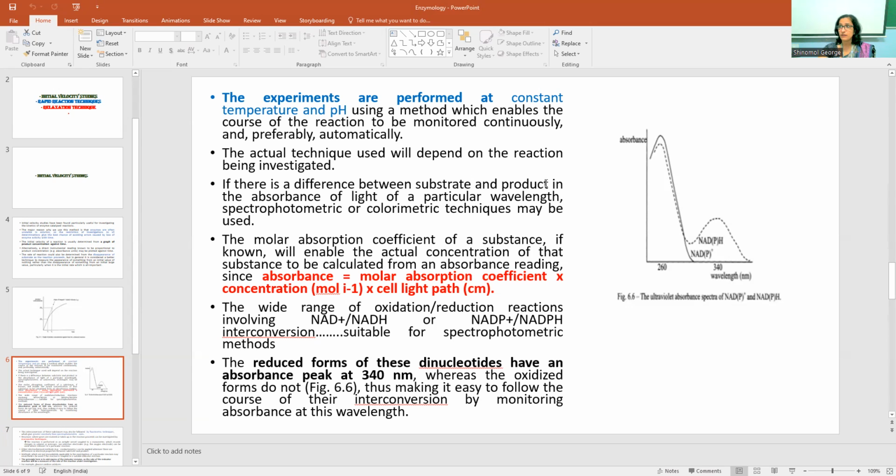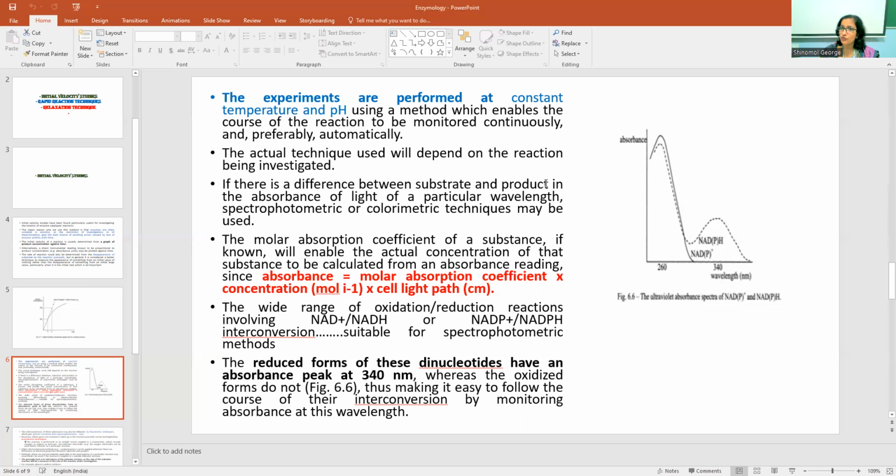So if there is a difference between the substrate and product in the absorbance of light of a particular wavelength, spectrophotometric or colorimetric techniques can be used. The molar absorption coefficient of a substance, if known, will enable the actual concentration of that substance to be calculated from an absorbance reading, since absorbance is equal to molar absorption coefficient times concentration times the cell path length in centimeters.